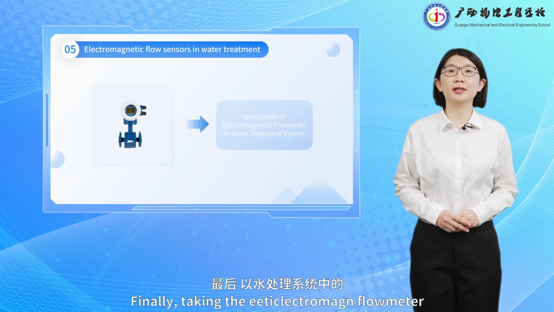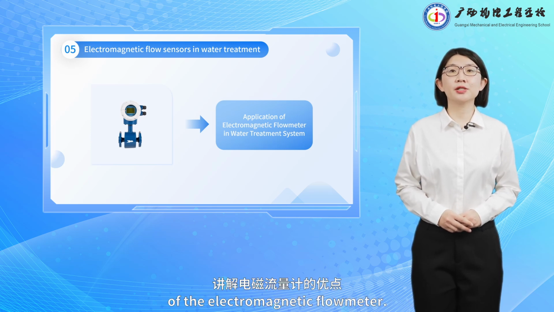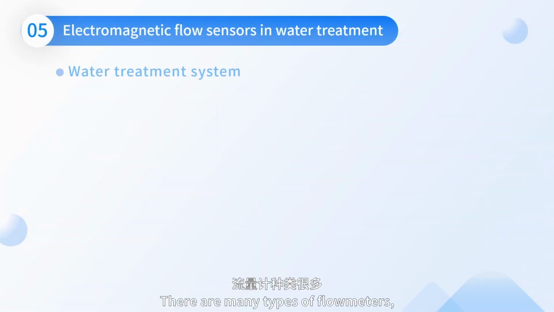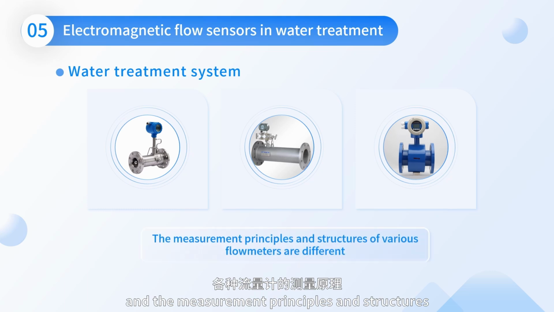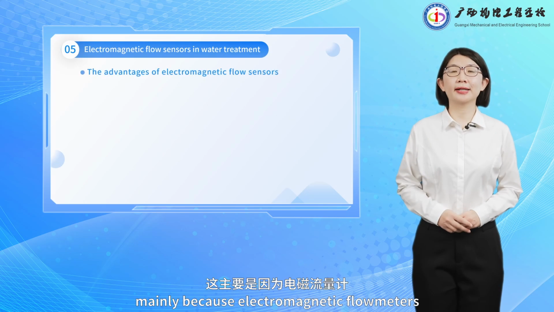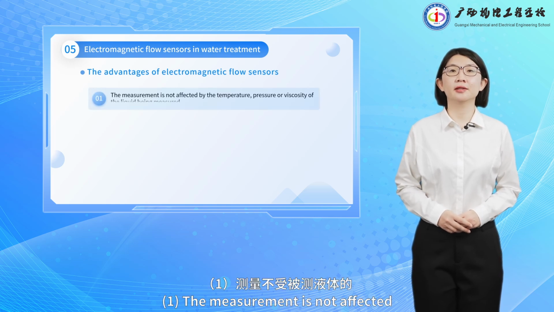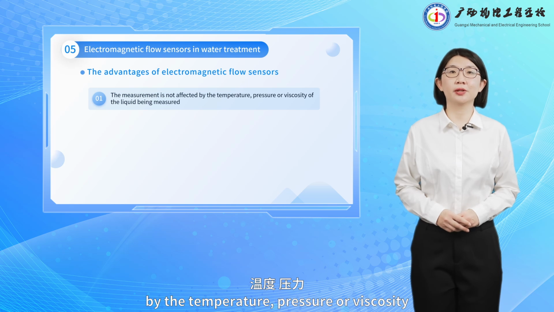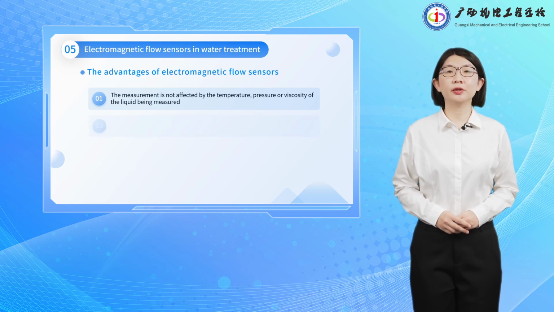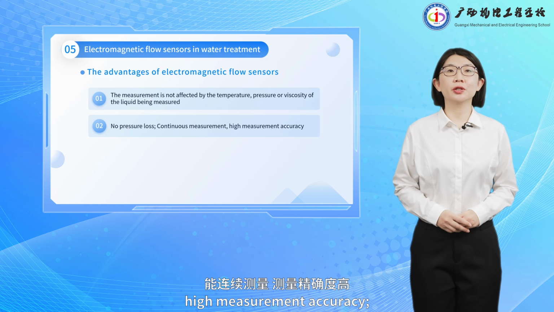Finally, taking the electromagnetic flowmeter and water treatment system as an example, I'll explain the advantages of the electromagnetic flowmeter. There are many types of flow meters, and the measurement principles and structures of various flow meters are different. But electromagnetic flow meters are commonly used in water treatment systems. Mainly because electromagnetic flow meters have the following advantages. 1. The measurement is not affected by the temperature, pressure, or viscosity of the measured liquid. 2. No pressure loss, continuous measurement, high measurement accuracy.